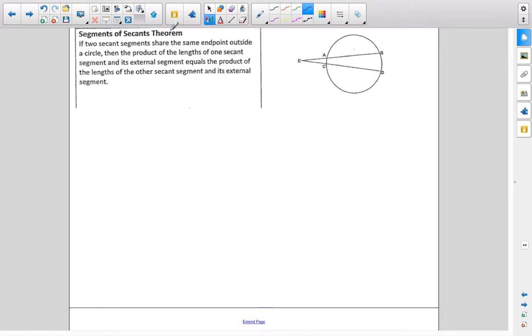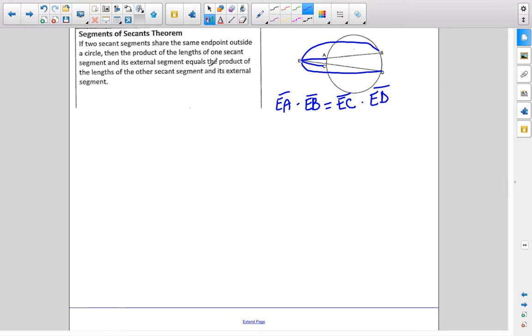Let's go to the segments of secants theorem. This one says if you take the outside portion, EA, times the whole portion, it looks like EB, it will equal the outside portion of the other secant segment times the whole secant. Okay, so I'll write this down. Outside is EA times the whole E to B, and that will equal on the other secant EC, the outside, times the whole E to D.